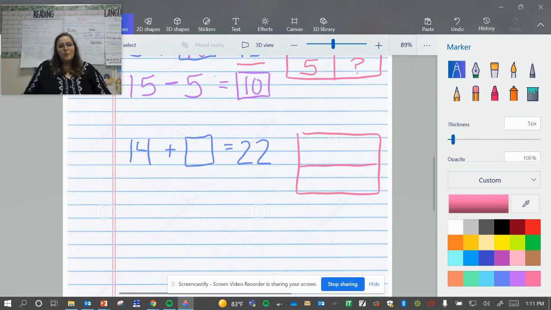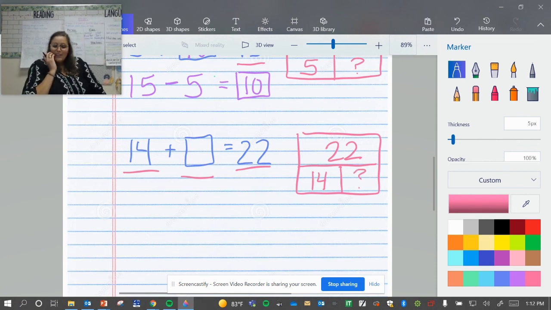What is my whole in this problem? My whole is my sum, which is what? 22. So I'm going to put 22 as my whole. And how many parts do I have? How many parts am I adding together? Well, looks like I'm adding 2 parts together, right? So I'm going to do 2 parts that I'm going to split it into. And then I'm going to put my 1 part that I know, which is 14. Do I know this part? No, I don't know it. So what do I put here? A question mark.